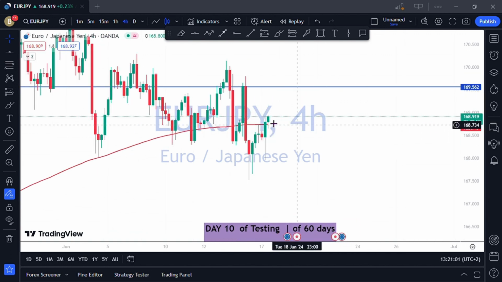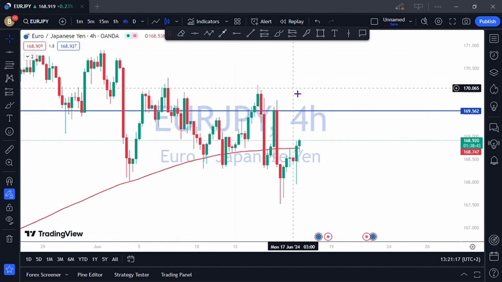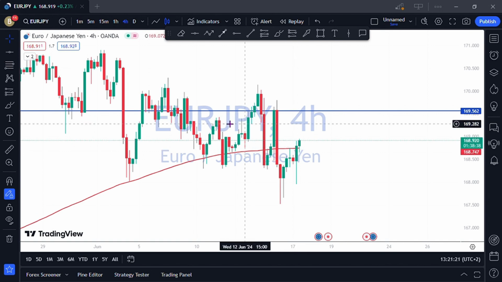So yeah, we have a level of support, and then the next thing that I have to be looking for is whether this level right here is a strong level. To know that it is a strong level that will continue to push the price down, it's when it has been tested multiple times.